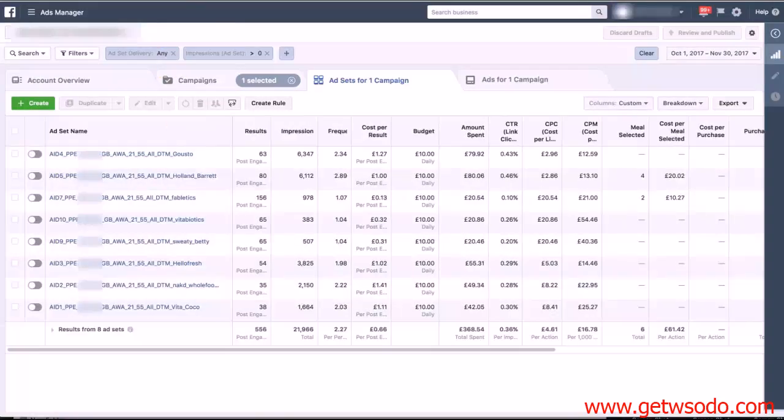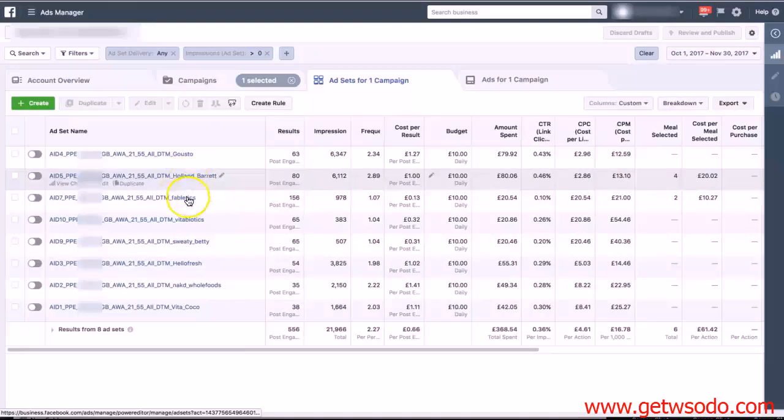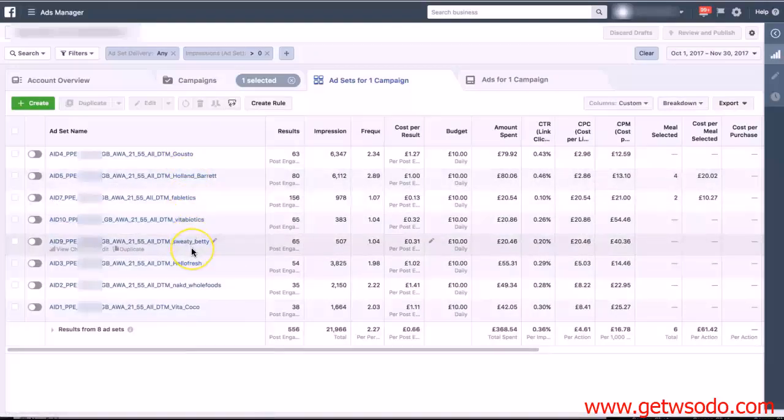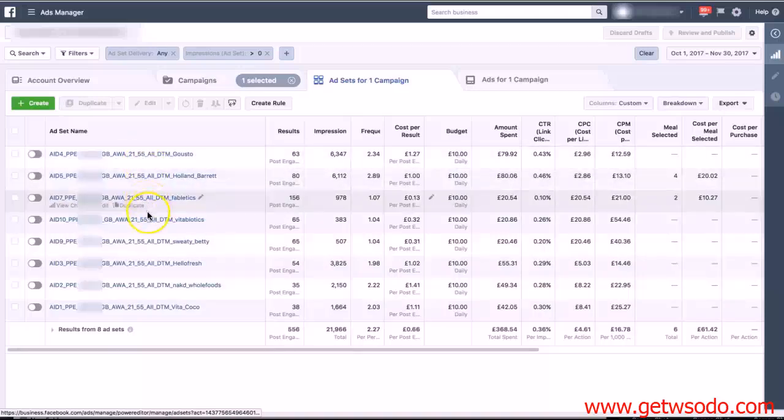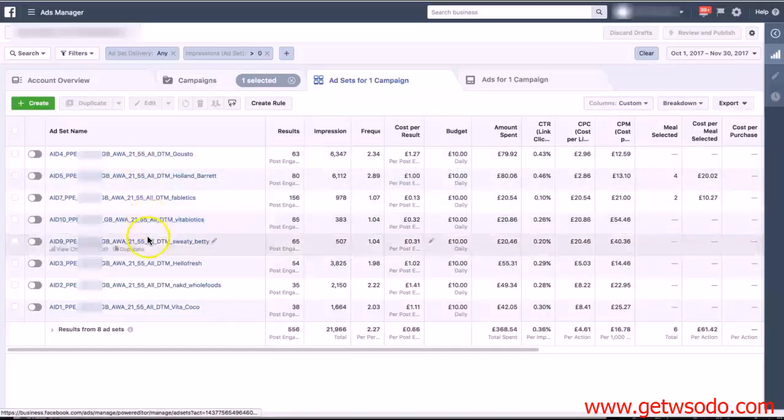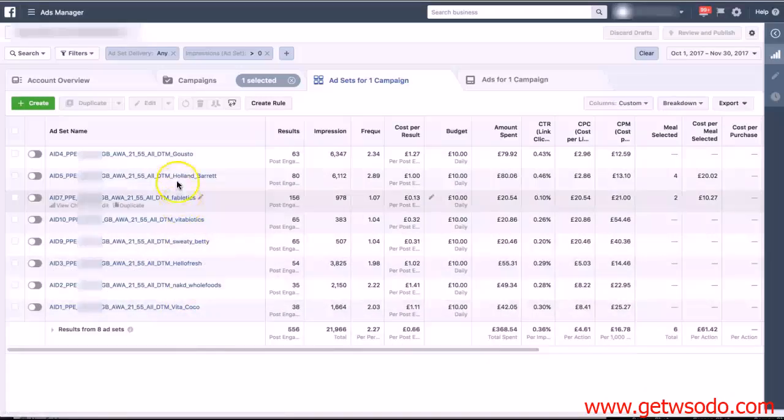The second example I want to give is this account here, where we've gone through and put different interests in, just to give you an idea of how this works at the interest level. So the audiences are all the same, so male, female, 21 to 55, desktop and mobile. And we're purely testing interests.